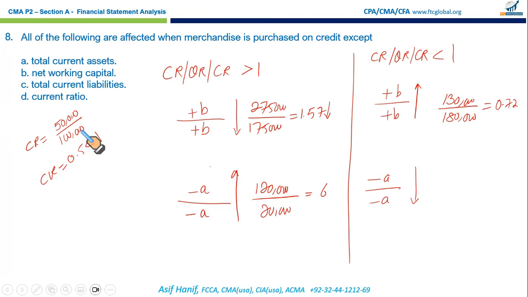Let's see the other side. Let's say we settle our payables. We pay 30,000 to our suppliers. That will cause a reduction of 30 in the numerator as well as in the denominator. So the new numerator would be now 20,000. The new denominator will be 70,000. So 20 by 70, the ratio drastically falls to 0.29.